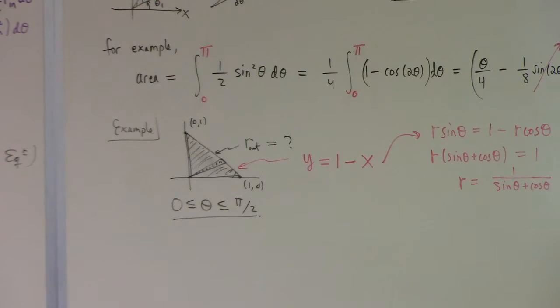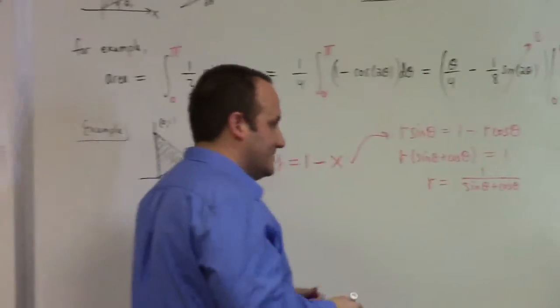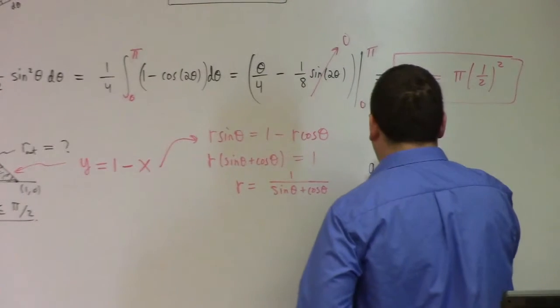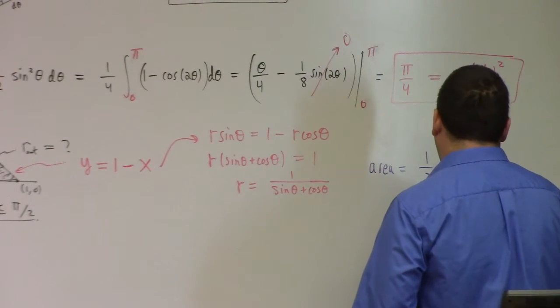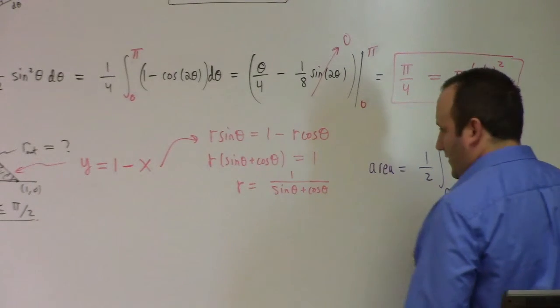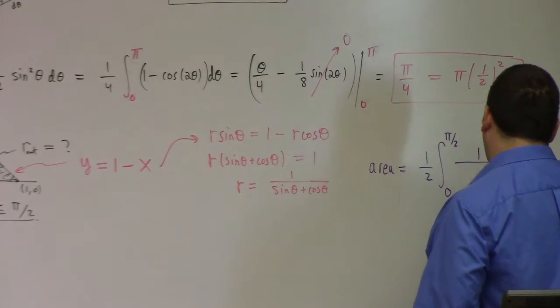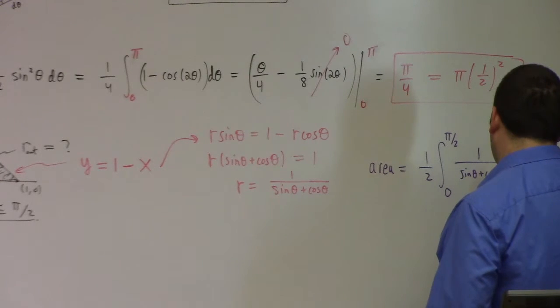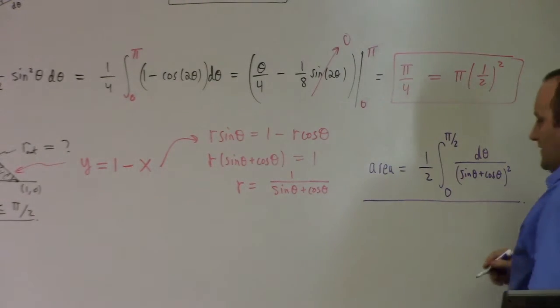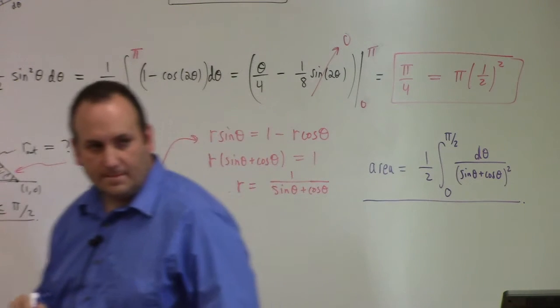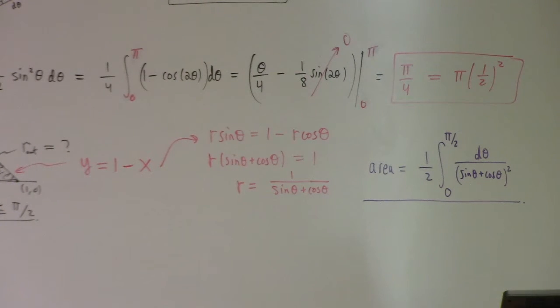And so the area of this region is 1/2 the integral from 0 to pi over 2 of r squared. What's r squared here, though? It's 1 over (sine theta plus cosine theta) quantity squared, d theta. And so you just got to do that integral. In fact, it is 1/2, right? Yes. You're really good at integration.